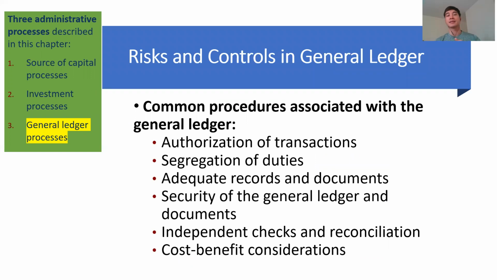Risk and controls in general ledger processes. Let me give you details on some common procedures associated with the general ledger. Number one, authorization of transactions. Whether the system is manual or computerized, posting to general ledger accounts should occur only when proper authorization exists. In a complex accounting system, certain employees are authorized to record specific events that automatically post transactions to the general ledger.